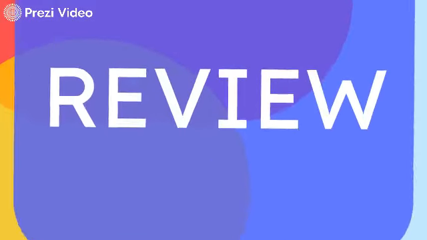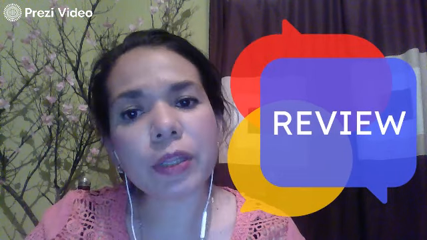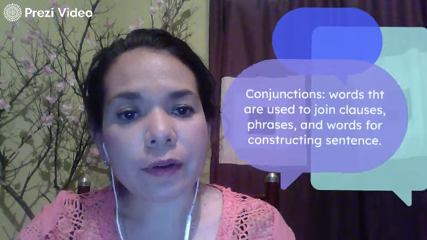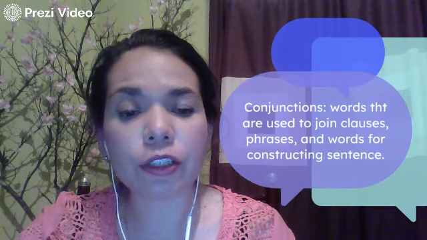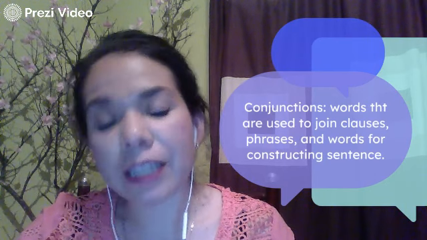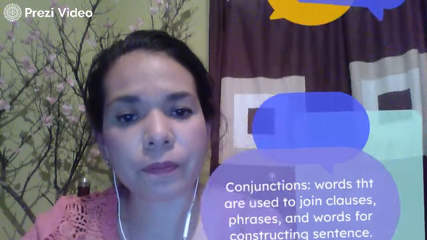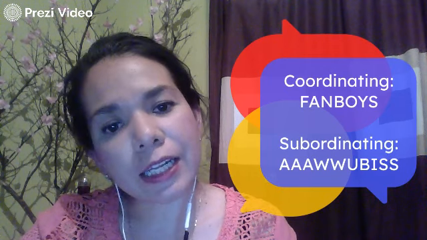Now, let's make a fast review about this one. Remember, reviews can help you with the next exercises when you have finished your video. Conjunctions are words that are used to join clauses, phrases, and words for constructing a sentence. They can be subordinating or coordinating conjunctions. Coordinating conjunctions are FANBOYS, and subordinating conjunctions are AWUBIS.